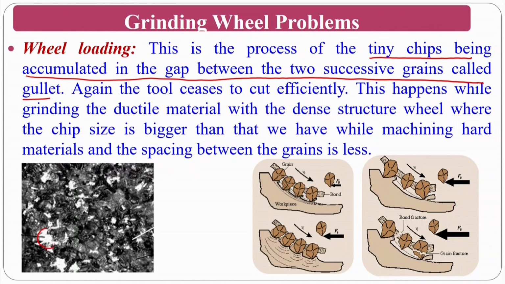If you see this one, this white part is nothing but the material that is occupied. That means the material is loaded inside the grinding wheel. Whenever you have a softer workpiece and dense structure, then you don't have sufficient space between two abrasive particles to accommodate the chips. So I mean to say, there is a very minimal gap.